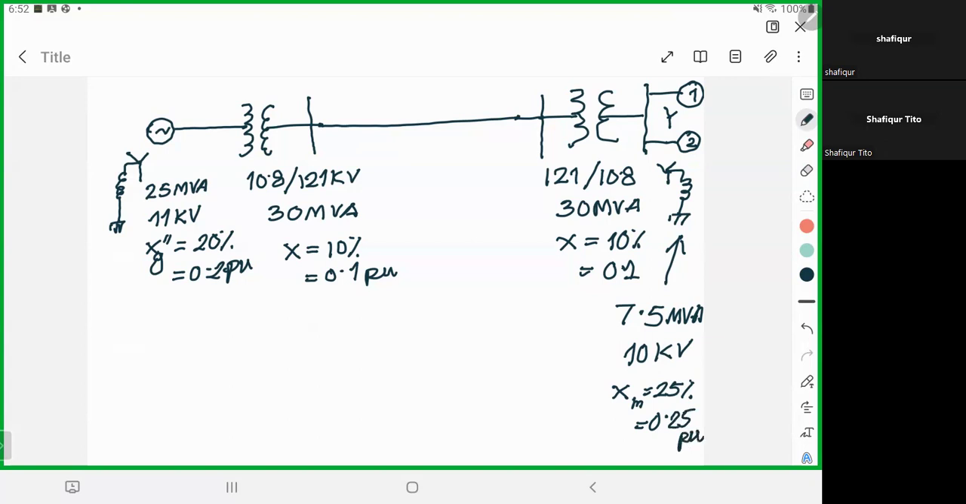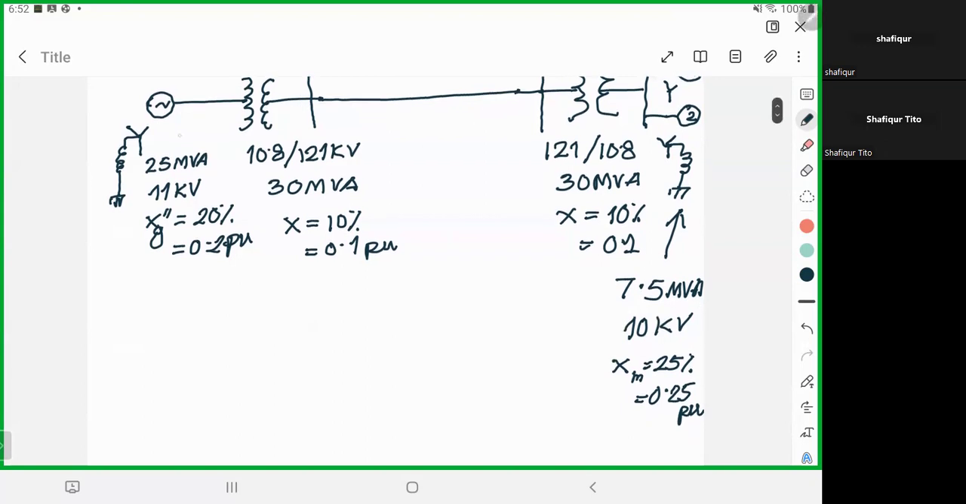So this is the specification given, and we want to convert all of the per unit values, which are given on their respective specifications. So 0.2 pu is given with respect to a base of 25 MVA and 11 kV. Similarly, 0.1 pu is specified on 30 MVA and the respective kV on either side. And similarly, the motor has been specified on its own MVA and voltage.